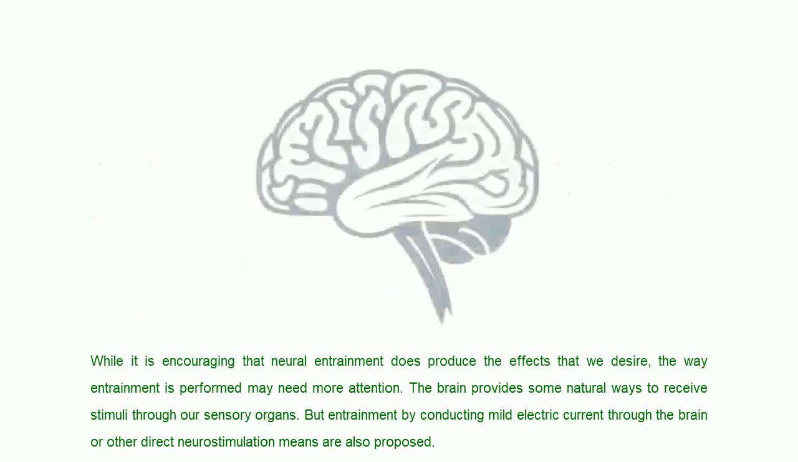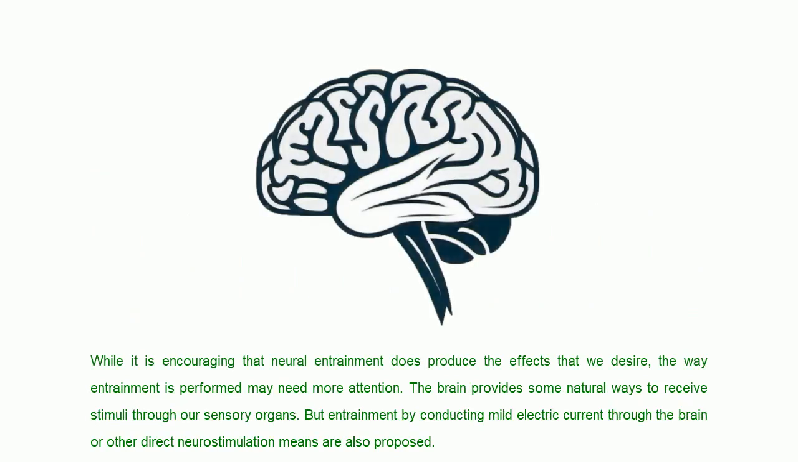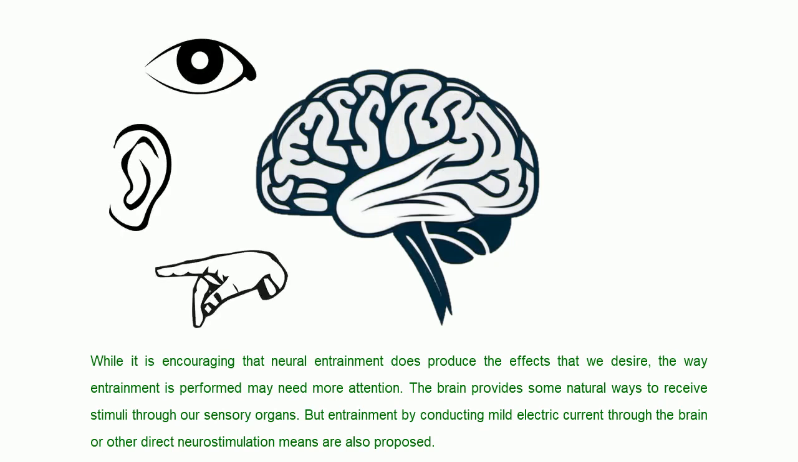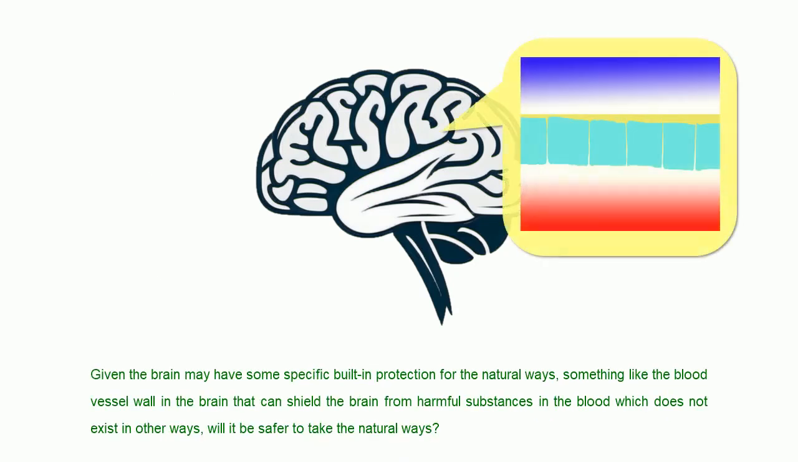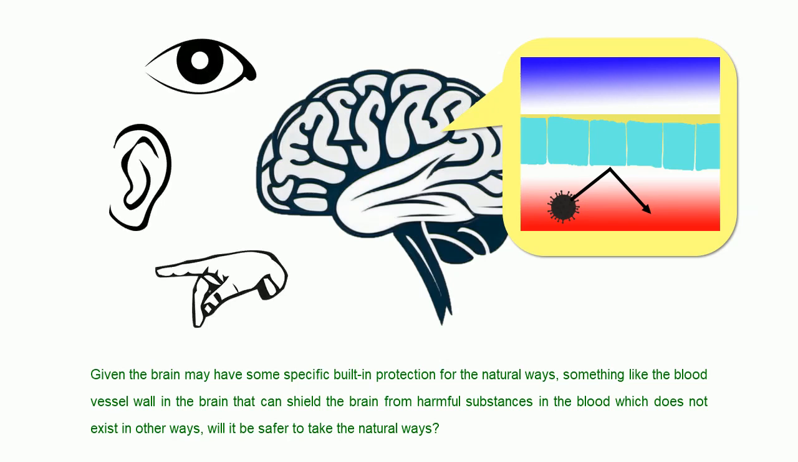While it is encouraging that neural entrainment does produce the effects that we desire, the way entrainment is performed may need more attention. The brain provides some natural ways to receive stimuli through our sensory organs. But entrainment by conducting mild electric current through the brain or other direct neurostimulation means are also proposed. Given the brain may have some specific built-in protection for the natural ways, something like the blood vessel wall in the brain that can shield the brain from harmful substances in the blood, which does not exist in other ways, will it be safer to take the natural ways?